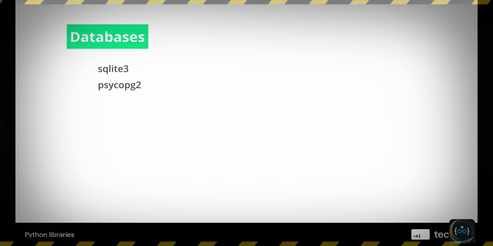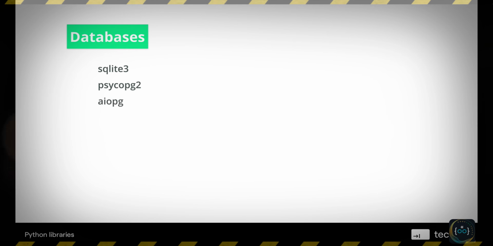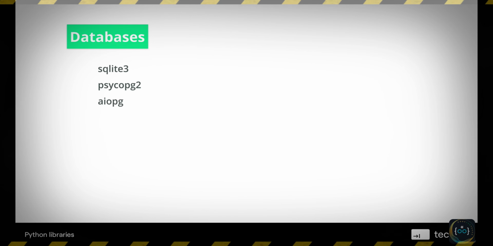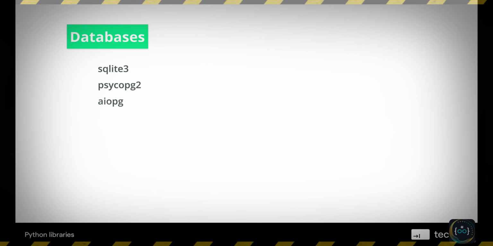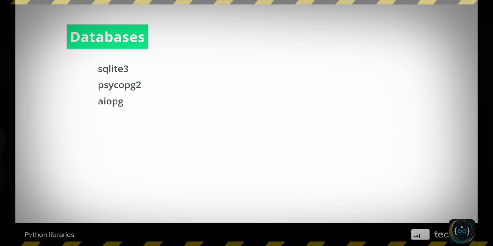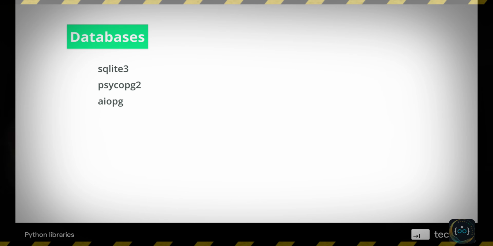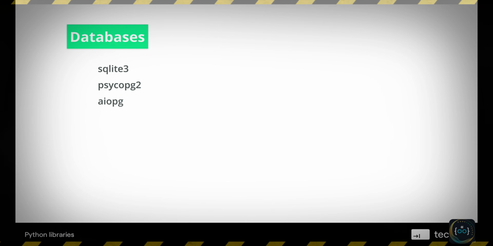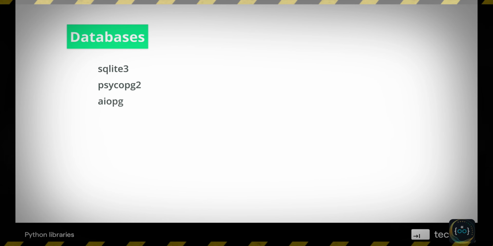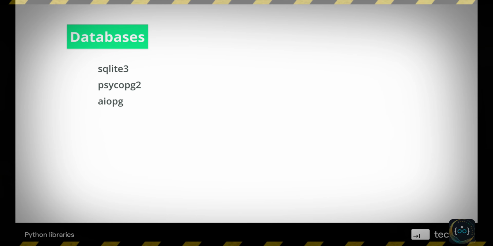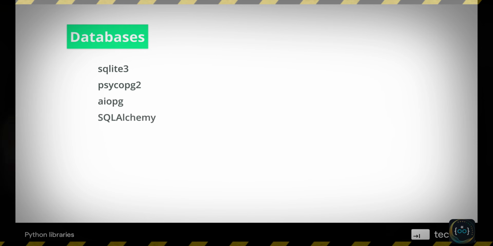Similarly to psycopg2, you've also got aiopg, which is the asynchronous version of psycopg2. It lets you do things like async connections to a database and run other code while you wait for data to come back from the database and things like that. So if you're looking into high-performance PostgreSQL database connections from within Python and your application is asynchronous, I recommend you use aiopg. And then you've also got SQLAlchemy.